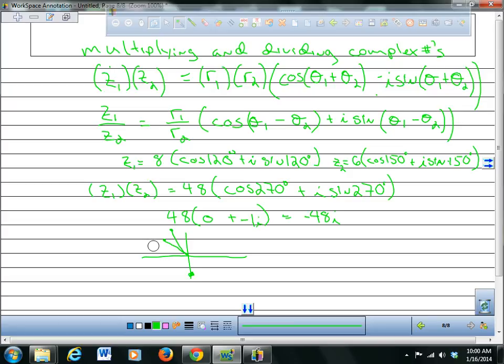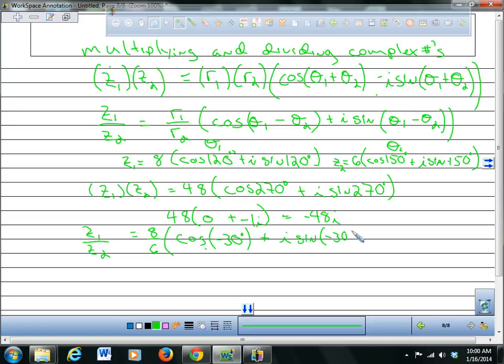Okay. And then furthermore, if you want to divide them, you just plug and chug. It's easy. Just plug into the formulas. So this just becomes 8 divided by 6 times the cosine of 120 minus 150. So that's cosine of -30 degrees. You subtract, this is theta 1, and this is theta 2 over here. So cosine of negative 30 plus i sine of negative 30.